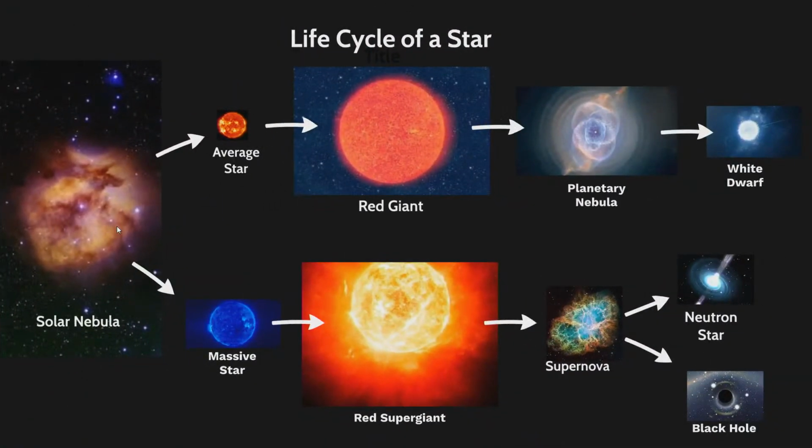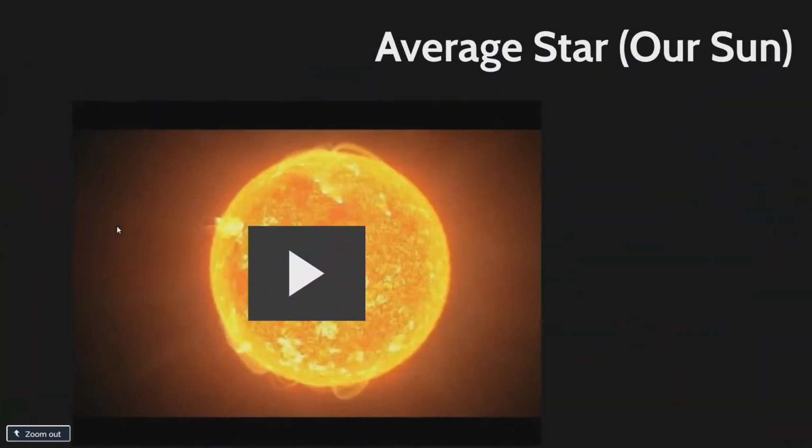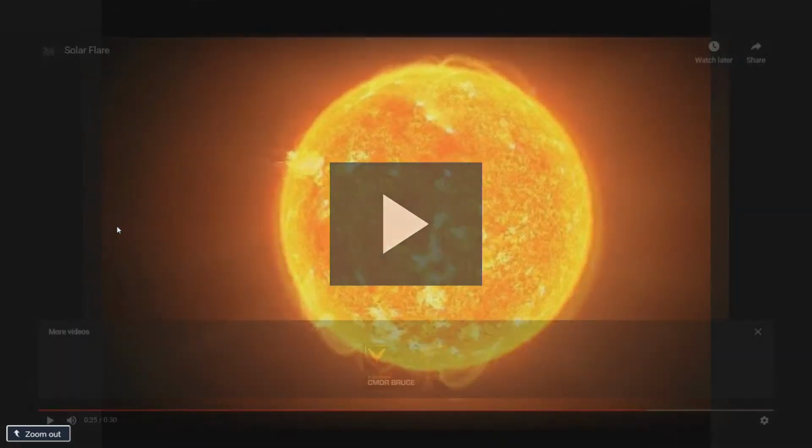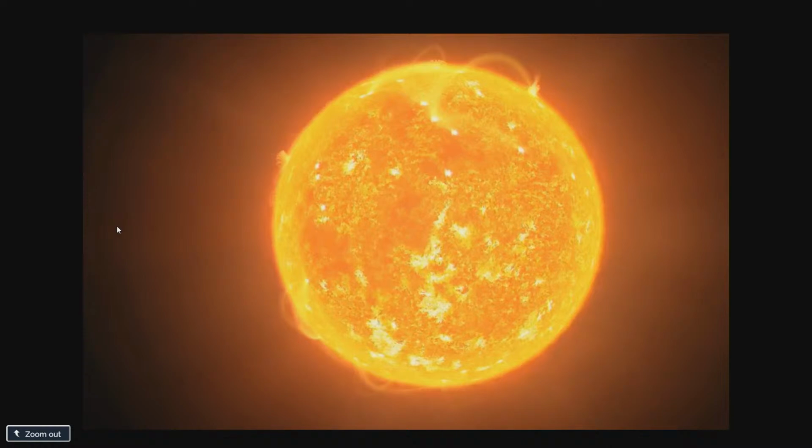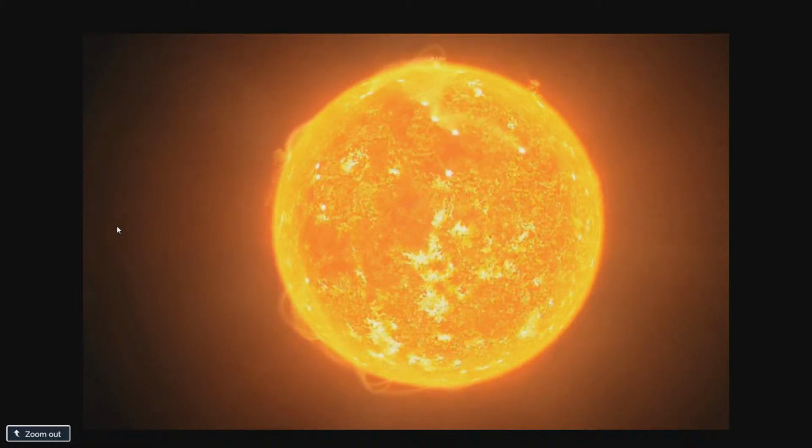That makes a protostar, and then it eventually collapses into a dense enough area where it can start burning fuel, glowing, and making a star. The sun is an average sized star, and here's just a picture of it with an interesting solar flare.